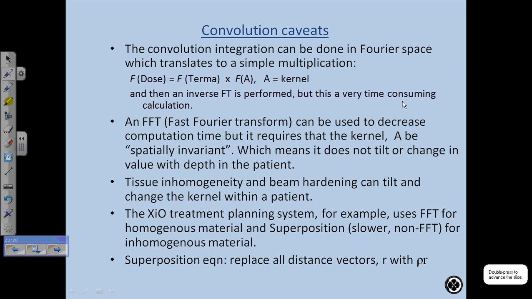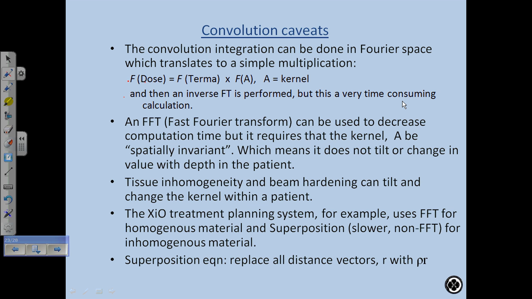Okay, so problems with the convolution. The integration equation can be done in Fourier space. We talked about that. So again, this is just a simple description of how we would do it in Fourier space. Usually when you see a cursive f, that means it's a Fourier transform, an operator. So pretend this is a cursive f. The Fourier transform of the dose is equal to the Fourier transform of the terma times the Fourier transform of the kernel. So you take the Fourier transform of each one, multiply them, and you get the Fourier transform of the dose, and then you take the inverse Fourier transform to get the dose. And we talked about how that works.